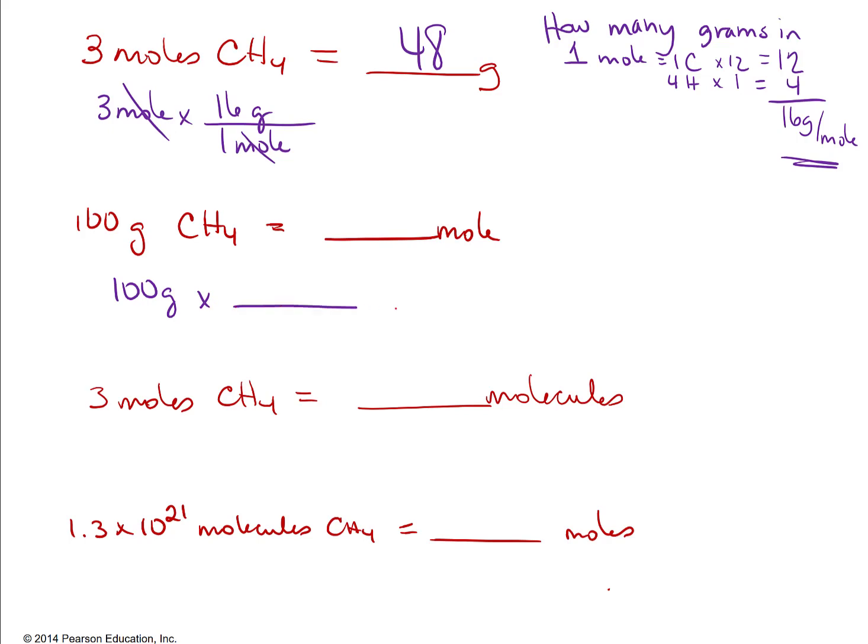100 grams times the line. The unit you start with will always go on the bottom in the first one. So grams on the bottom. And the unit we want to get is moles, 1 and 16. Same molecule, so we can use that number we figured out. Grams and grams will cancel. All right.